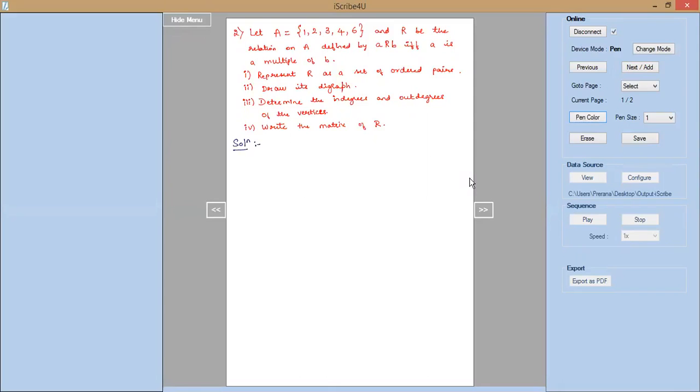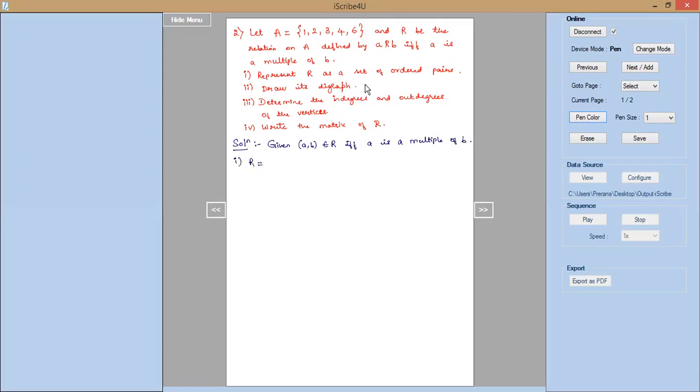So firstly, it is given that A is the set 1, 2, 3, 4, 6 and R is the relation on A defined by A is related to B if and only if A is a multiple of B. So we'll find the relation R, which is a set of ordered pairs such that A is a multiple of B. So let us find the ordered pairs of the relation R first. It is given that (A, B) belongs to R if and only if A is a multiple of B.